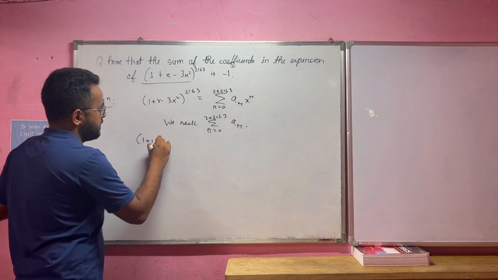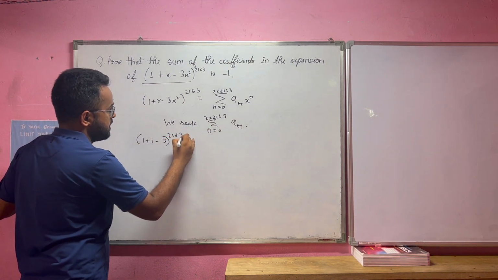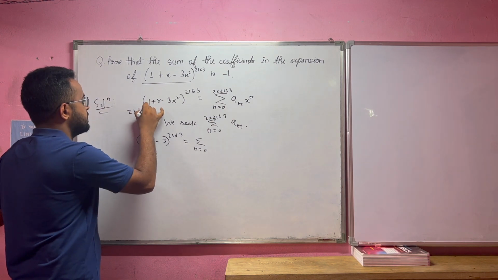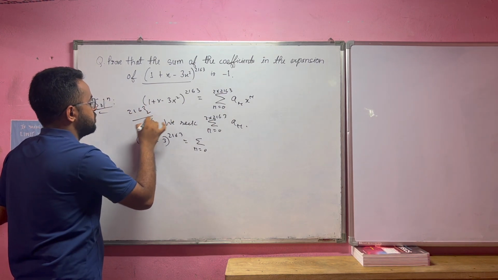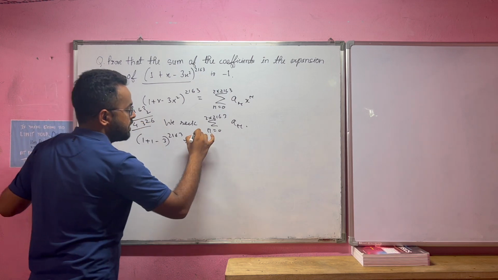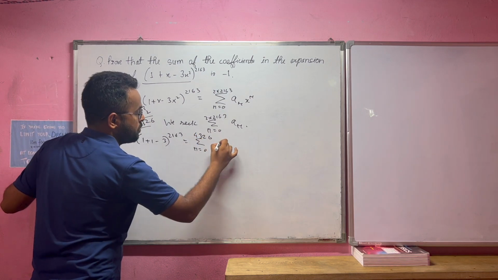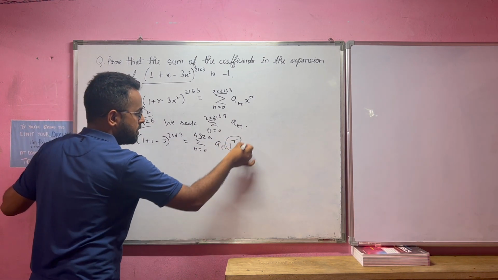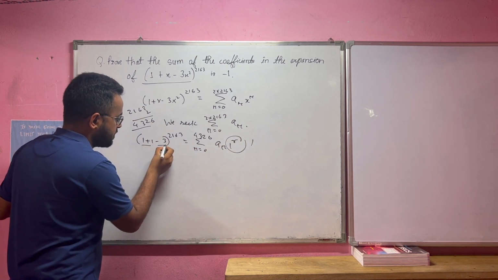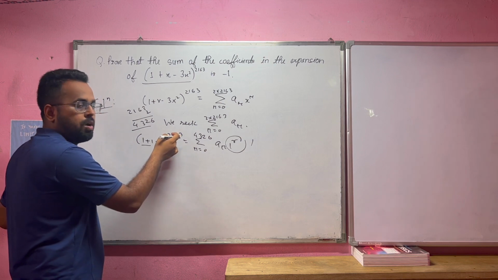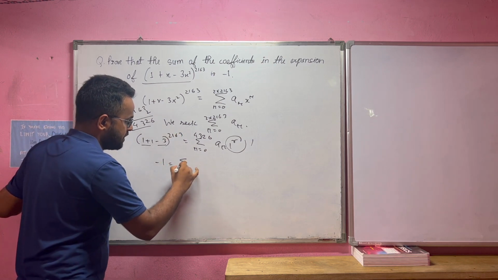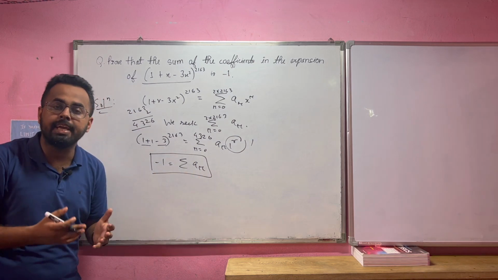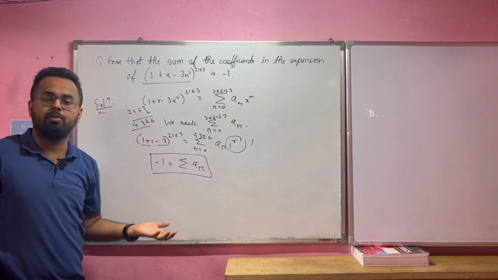So (1 plus 1 minus 3) power 2163 is nothing but the summation of a_r into 1 power r, r goes from 0 to 2 into 2163. 1 power r is always equal to 1. So this is (2 minus 3) power 2163, that is (minus 1) power 2163. Odd power is minus 1. So summation a_r is equal to minus 1. So this is the way to find the sum of the coefficients in a particular expression.